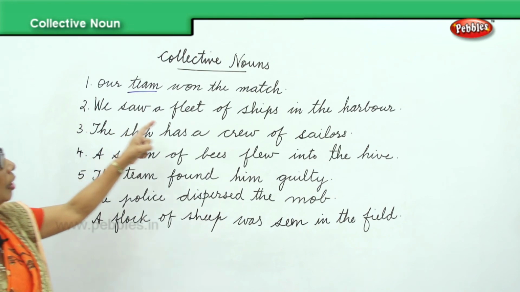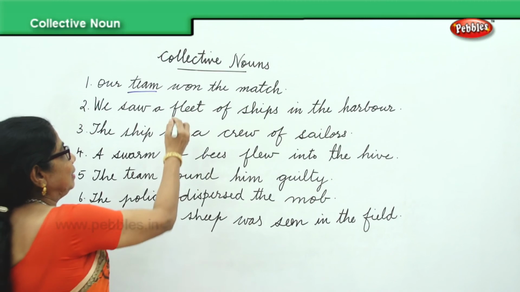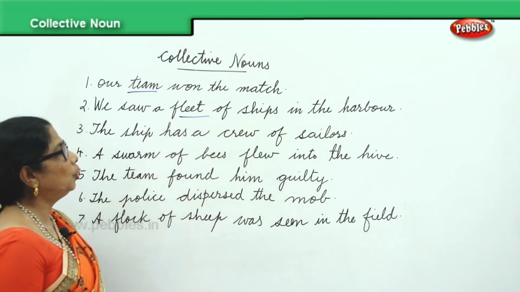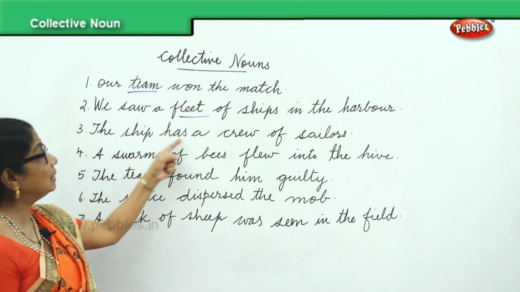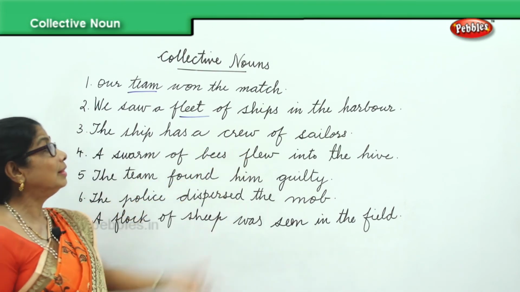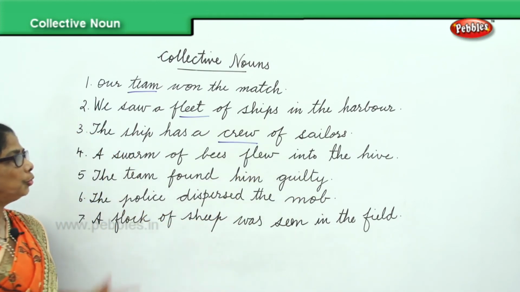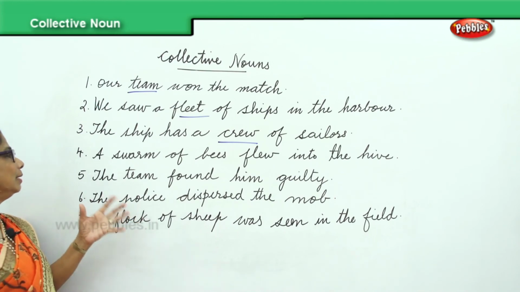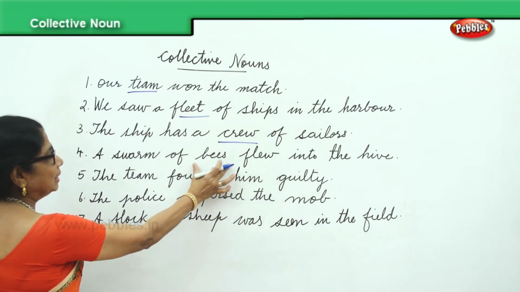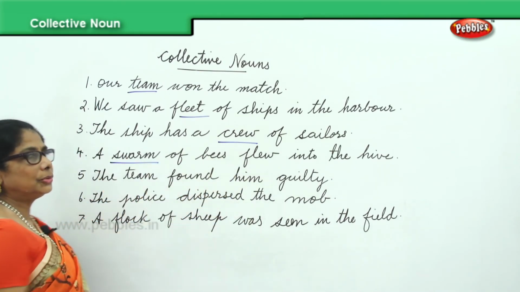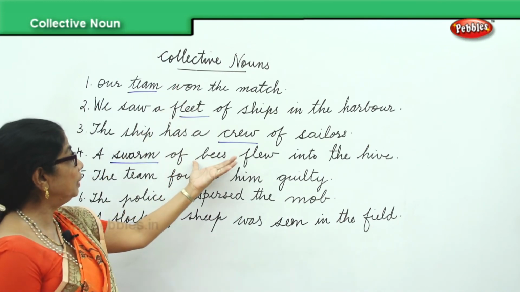We saw a fleet of ships in the harbor. The group name for ships is fleet. So, fleet is a collective noun. The ship has a crew of sailors. The group name for sailors is a crew. We don't say one sailor or two, we say a group. A swarm of bees flew into the hive. When you see a number of bees together, you say a swarm of bees. It's a collective noun for a number of bees together.